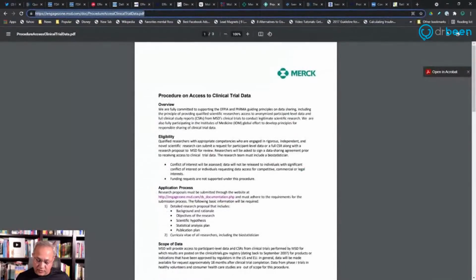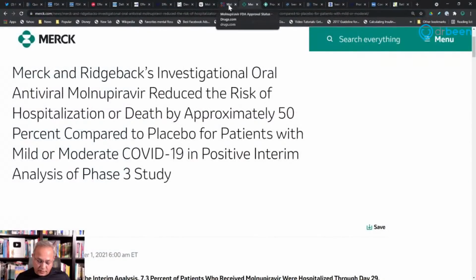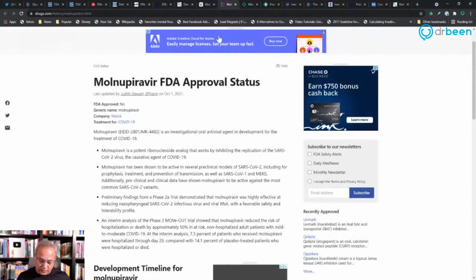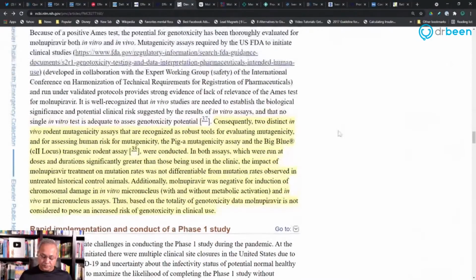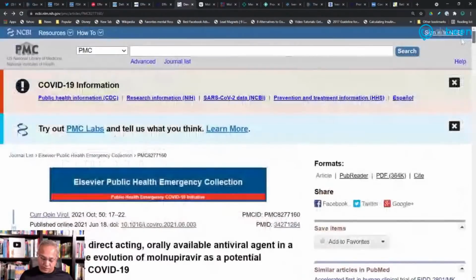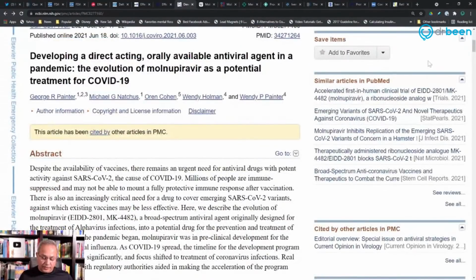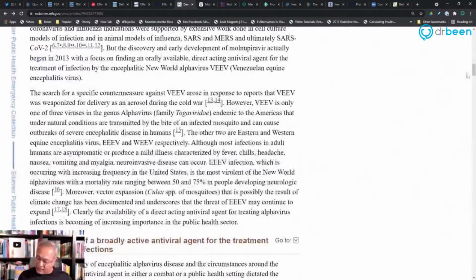This is the last part, then we are done. So here, the title is Developing a Direct Acting Orally Available Antiviral Agent in a Pandemic, the Evolution of Molnupiravir as a Potential Treatment for COVID-19. This is June 18.